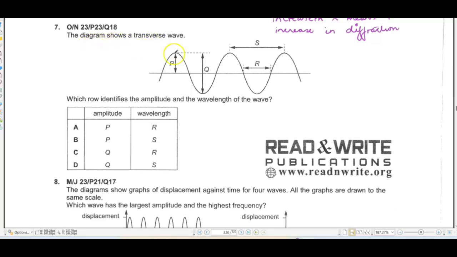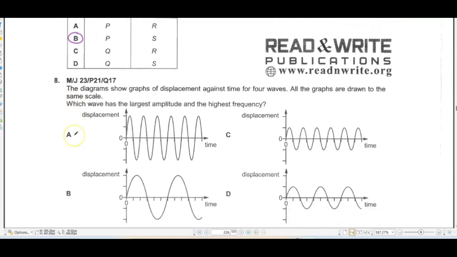Okay, question number 7. The diagram shows a transverse wave. Which row identifies the amplitude and the wavelength of the wave? Amplitude is the maximum displacement from the mean position, so P is giving us that. P is the amplitude. And wavelength is basically the distance between two consecutive crests or troughs. So Q is not that, R is also not that, S is the wavelength. So P is the amplitude and S is the wavelength. So P is our correct option.